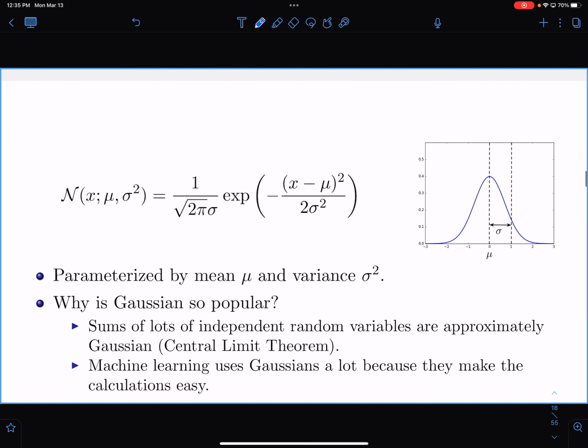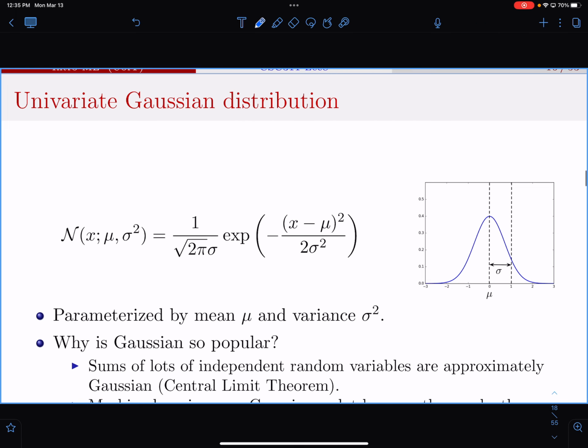Now we'll return back to the idea. First, we'll briefly cover the univariate Gaussian distribution again. For this term down here, you often see it written as 2 pi sigma, or you could put the sigma squared in the square root as well. And that's our formula for the Gaussian distribution.